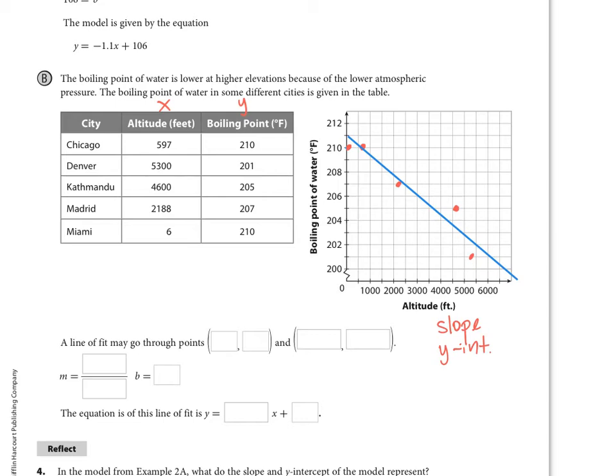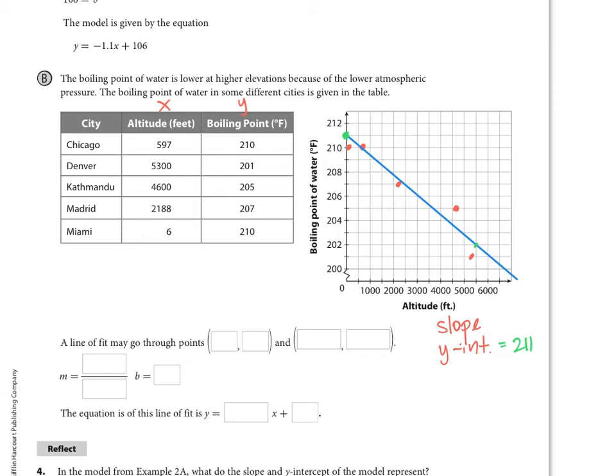So the y-intercept, in this case, I'll do this in green here, I got 211 as my y-intercept. So I got 211 here. The slope is, I can use the 211 as my y-intercept, and then I just need to find one other point, and then I'll be good.